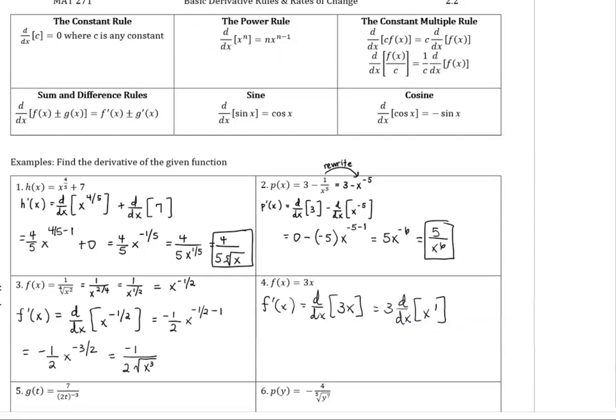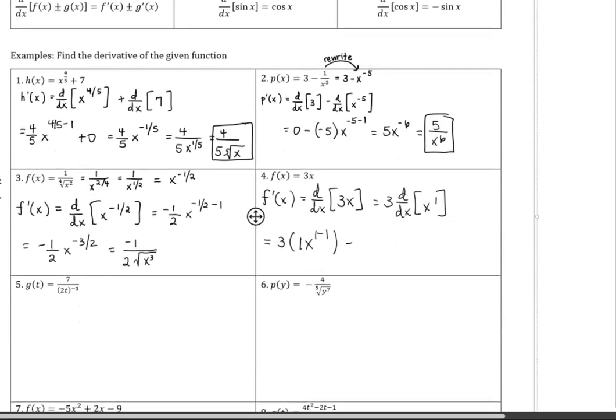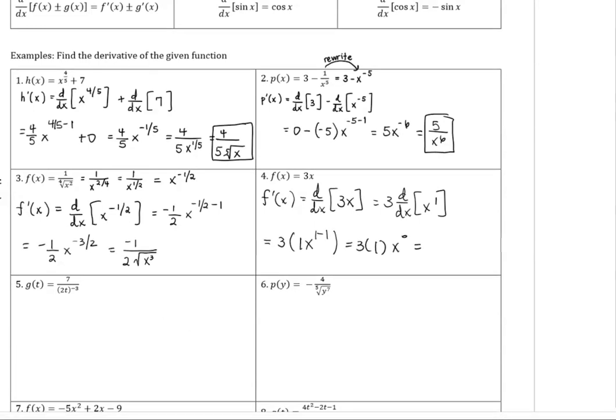So we still have this constant of 3 out in front, and the power rule tells us that I need to bring the exponent of 1 down in front, and the new exponent on x is 1 minus 1. Well, 1 minus 1 is 0. And anything to the 0 power is equal to 1, and so this is simply equal to 3.